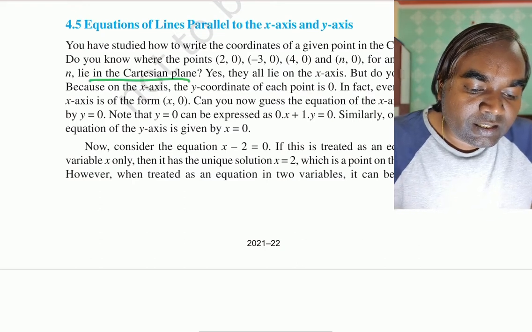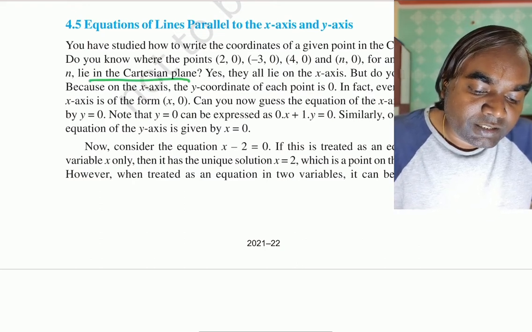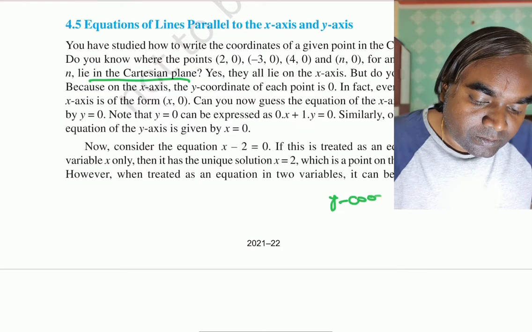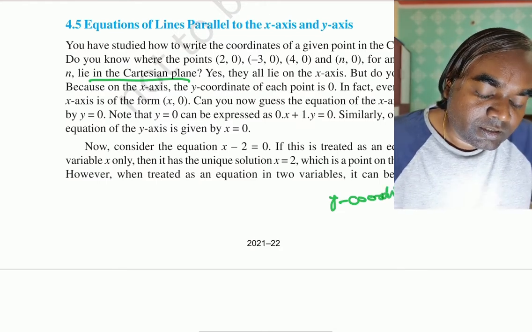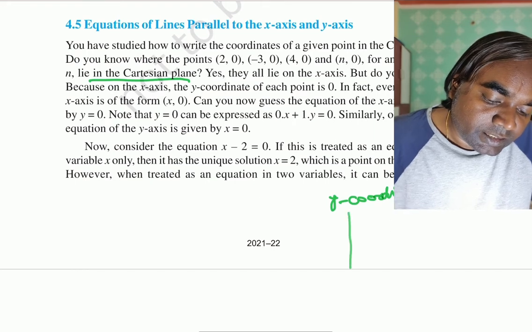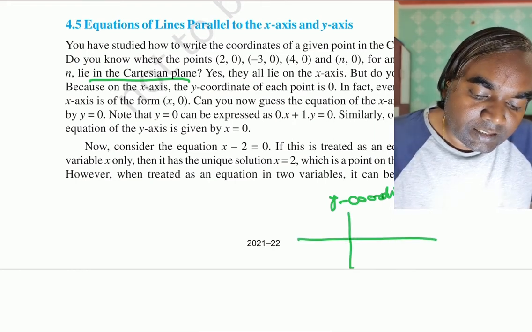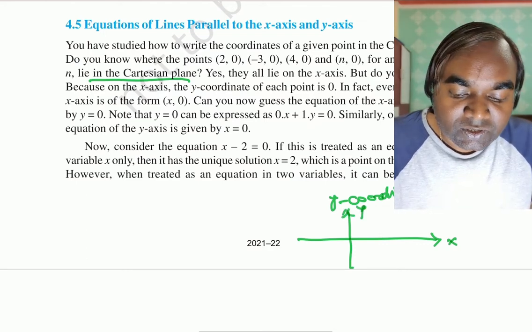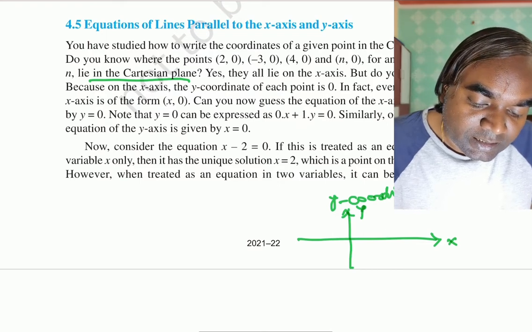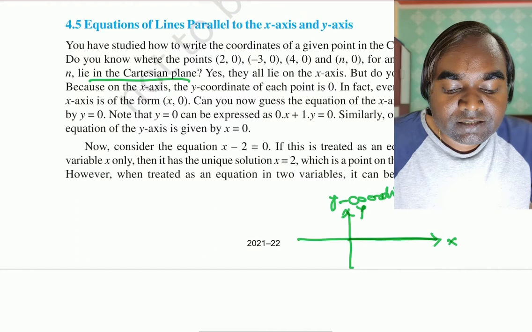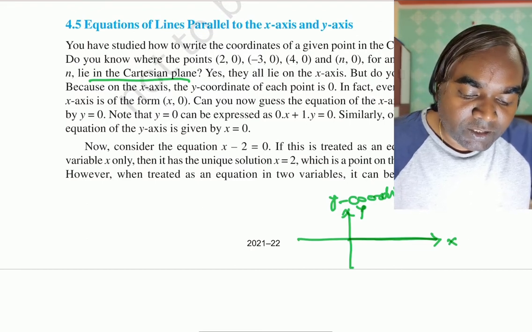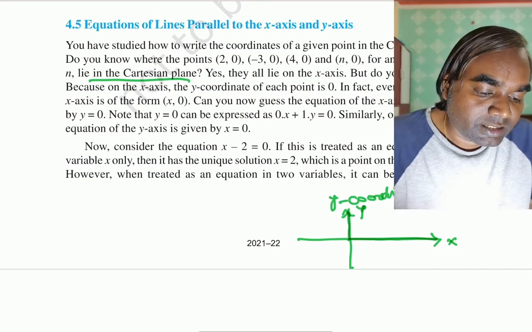All points lie on the x-axis if their y coordinate is 0. That means if this is the x-axis and this is the y-axis, and the y coordinate of the point is 0, the point will be lying on the x-axis itself. And in the reverse situation, if the x coordinate of a point is 0, then that point will be lying on the y-axis. So this is the situation here.